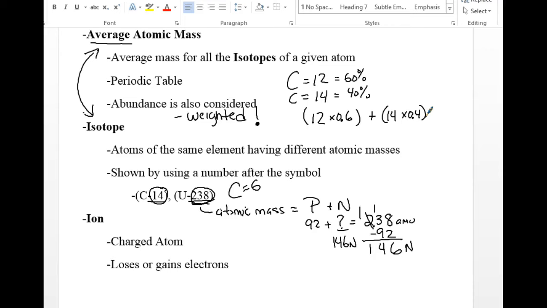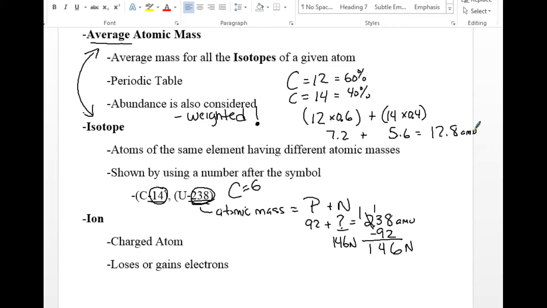So if I did 12 times 0.6, that gives you 7.2, and then you add 14 times 0.4, that gives you 5.6. You add those together, 12.8. We know that's not what it is, but that would be your average mass. That's how you figure it out. You just take the abundance, you convert it into the percent thing, so it's point something, then you add them all together, whatever they are.